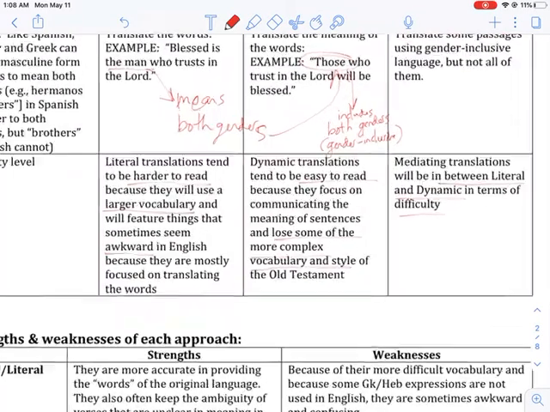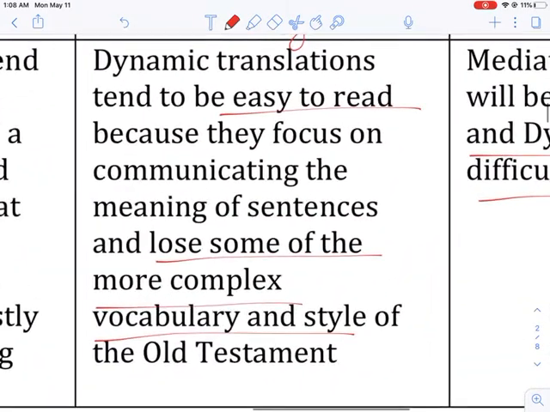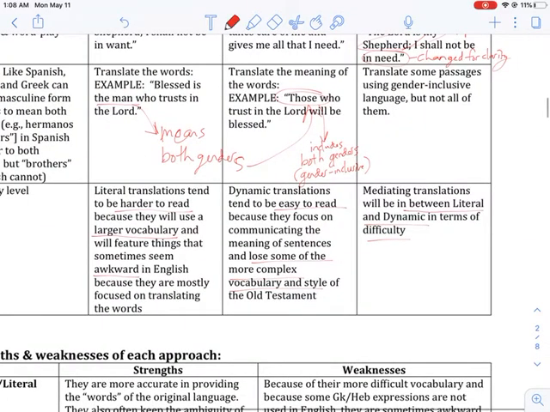So if you're just getting familiar with the Bible or reading is a bit more challenging to you, you may want to start with a dynamic translation, but then as you get more familiar, try a mediating and or a literal translation, so you get the feel of how stories and letters and prophecies, etc., are told in these different translating styles.